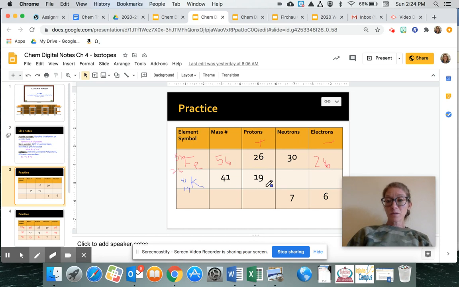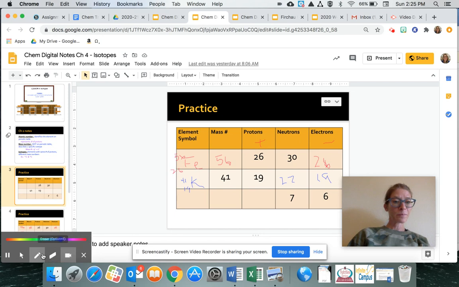Since I have 19 protons, protons are positive, that means I have to have 19 electrons. And then I know that my protons and neutrons have to add up to give me my mass number of 41. So if you take 41 minus 19, you get 22. So that's how you find your neutrons. You know that protons and neutrons have to add up to equal that mass number.